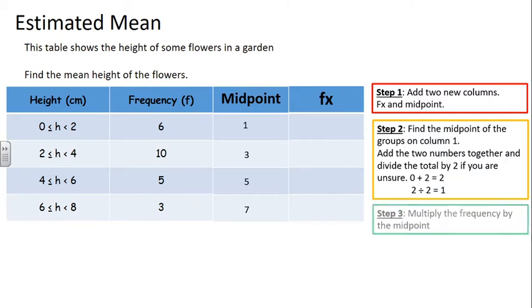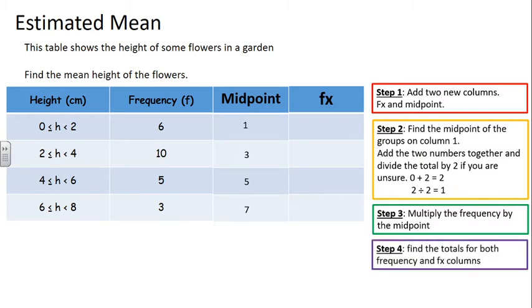The next point we're going to do, so step 3, is you multiply your frequency by the midpoint. So 6 times 1 is 6. 10 times 3 is 30, 5 times 5 is 25, 3 times 7 is 21.